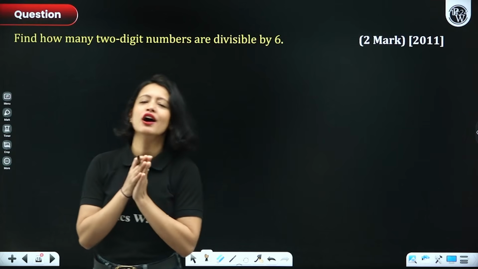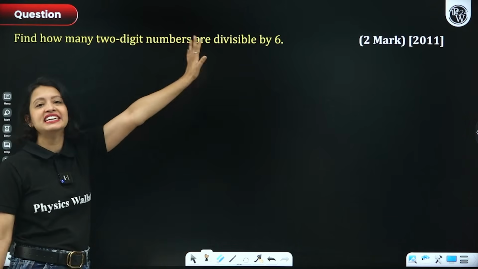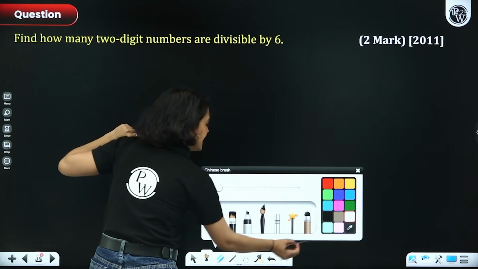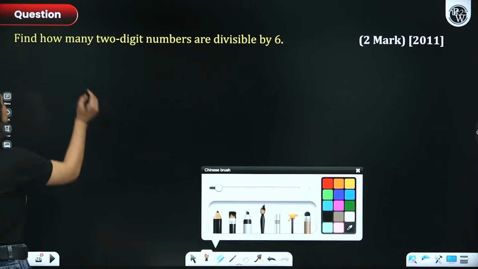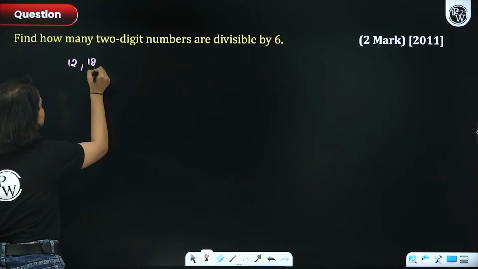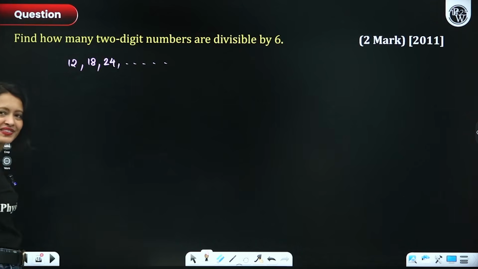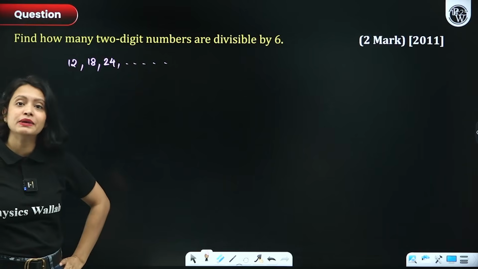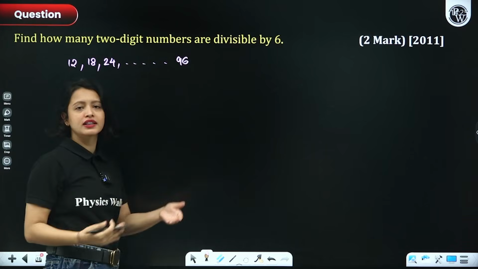Okay? So here what we have to do, we have to figure out how many 2-digit numbers are divisible by 6. So first of all, let's start writing down 2-digit numbers that are divisible by 6, right? So the first 2-digit number that is divisible by 6 is 12. Then 18, then 24, and so on and so forth, right? What is the last 2-digit number that is divisible by 6? 96.